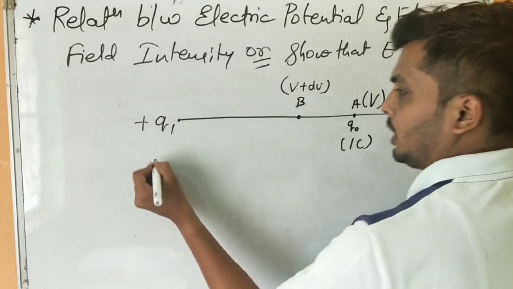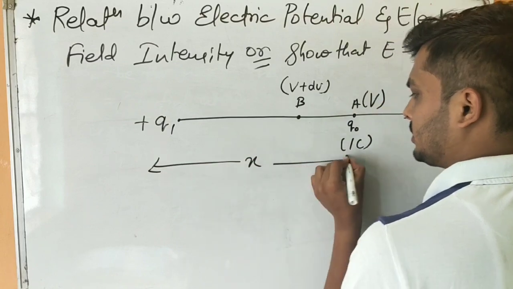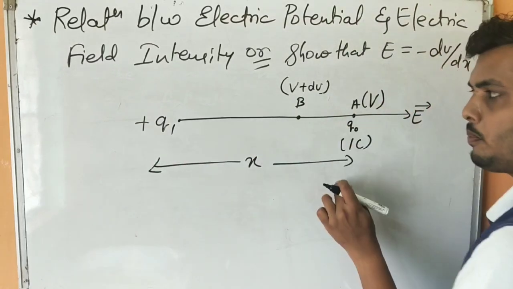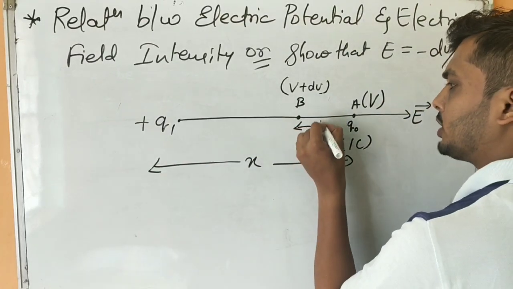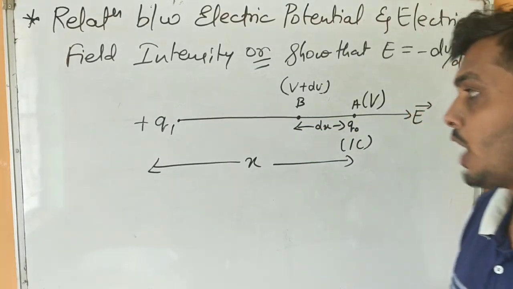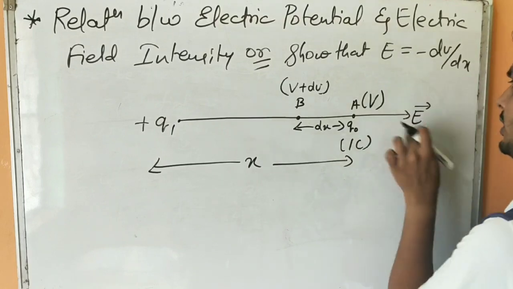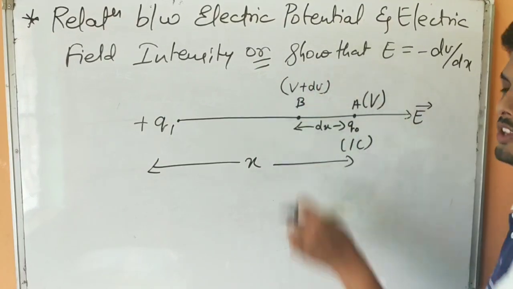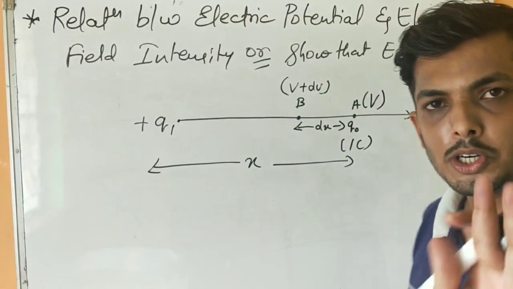Okay, so if this is the distance x from the source charge particle to the point A, it has undergone a certain displacement, and let that displacement be dx. Are you understanding? So now we will find the relation between this electric field intensity and this potential. Have you understood the diagram?